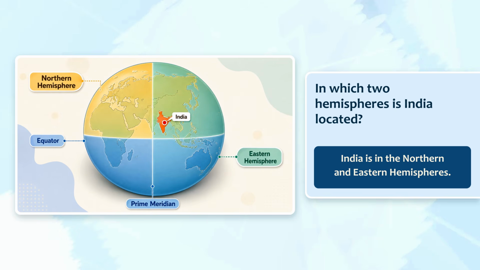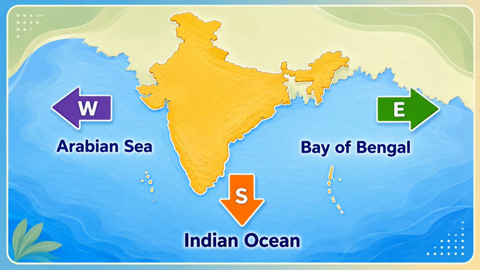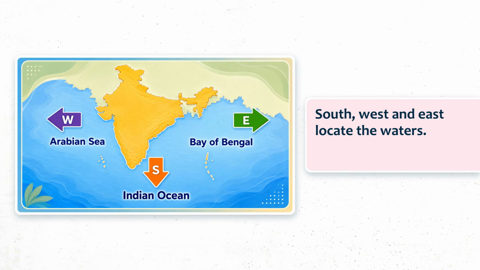Next, we will identify the three major water spaces around India. The Indian Ocean lies south of India, the Arabian Sea lies west, and the Bay of Bengal lies east. The two seas connect with the wider Indian Ocean. The three arrows organize the map clearly. South, west, and east locate the waters. These direction clues help us place each water body correctly around India.